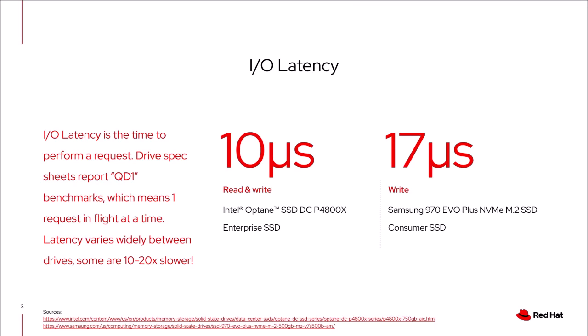What's interesting about NVMe drives is that some of them have extremely good latency, much lower latencies than we've had in the past. So I quoted two figures here. One is for an enterprise SSD, so that would be something for data centers and servers and so on. This is an Intel Optane drive, and it's quoted at 10 microseconds for reads and writes. But even the consumer SSDs can be very low latency. So the Samsung 970 EVO Plus is quoted at around 17 microseconds write latency.